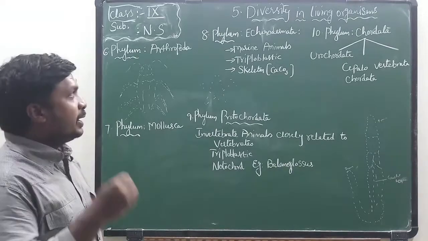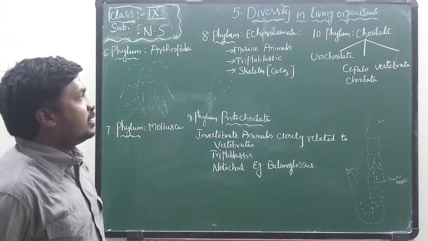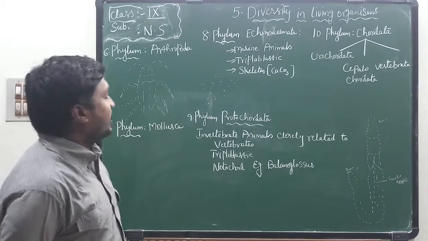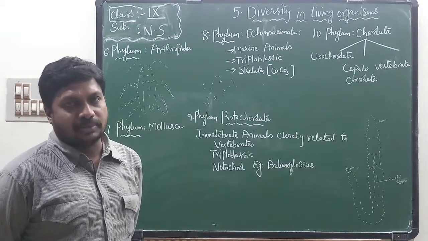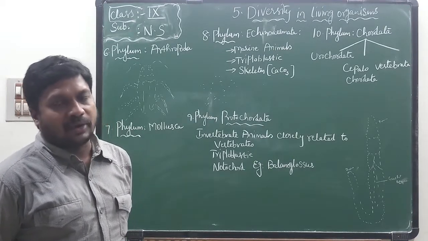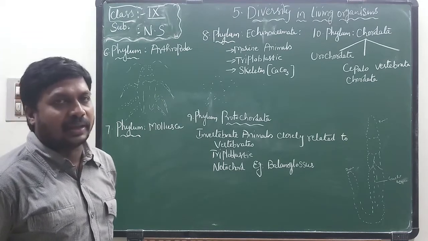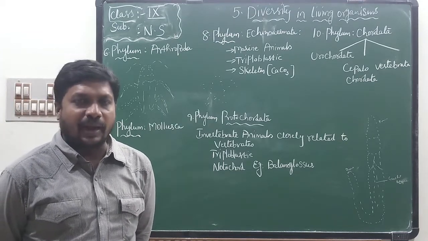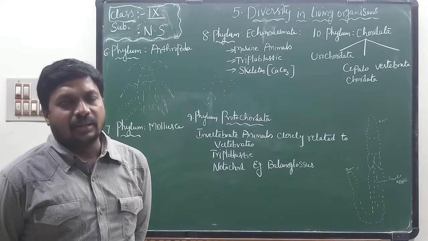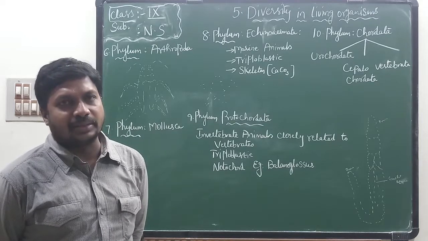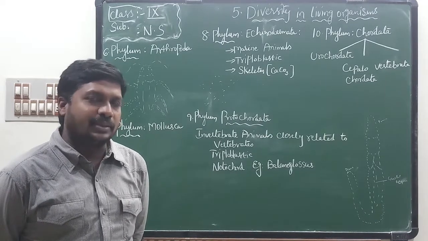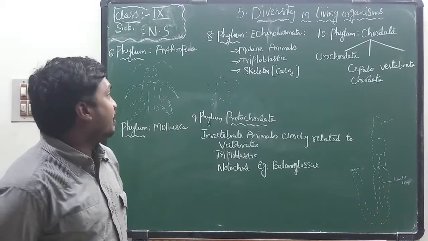Class students, in the previous class, fifth lesson, diversity in living organisms, we learnt about 5 phyla. Again, I repeat the first 5 phyla in the animal kingdom. One is Porifera, another one is Coelenterata, third one is Platyhelminthes, fourth one is Nematohelminthes, fifth one is Annelida.